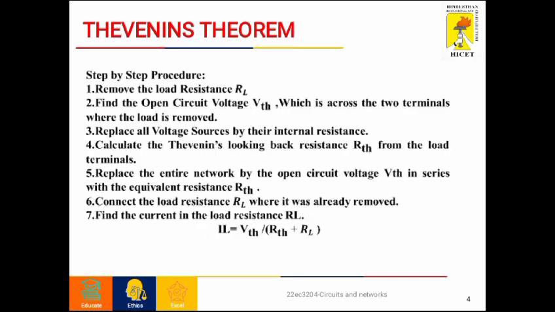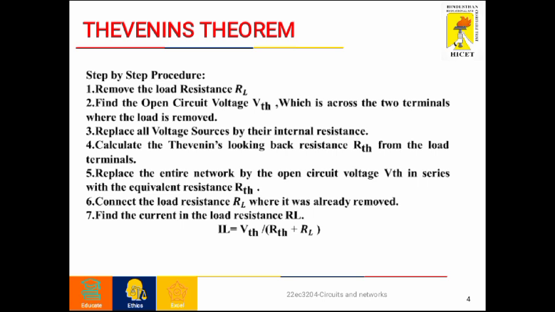So we will see the step-by-step procedure of Thevenin's theorem. The first step is to remove the load resistance RL, and the second step is to find the open circuit voltage, that is V Thevenin, across the two terminals where the load RL was removed. Step 3 is to replace all the voltage sources by their internal resistance. And step 4 is to calculate the Thevenin's resistance by looking at the resistance R Thevenin from the load terminals.